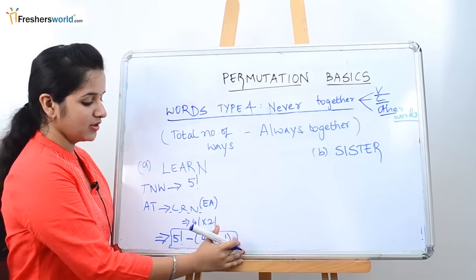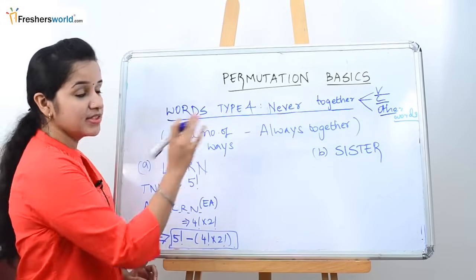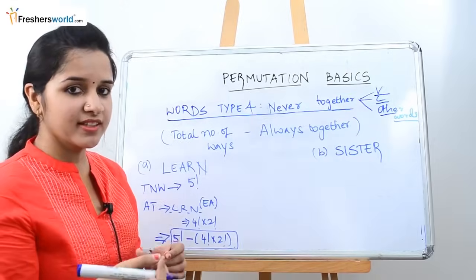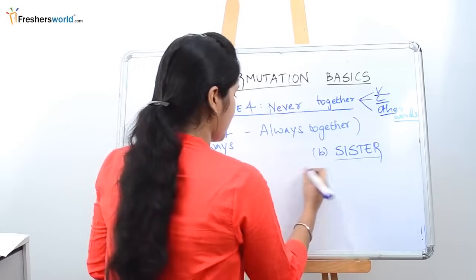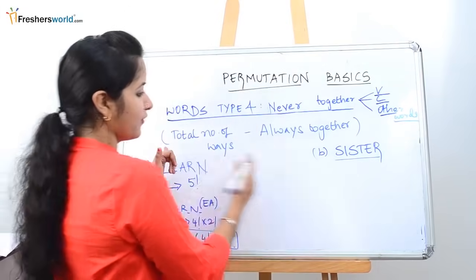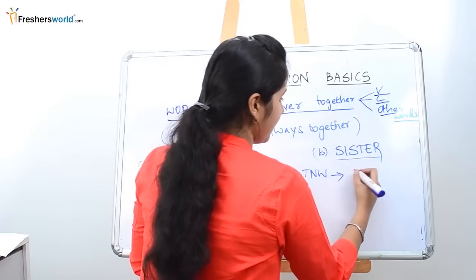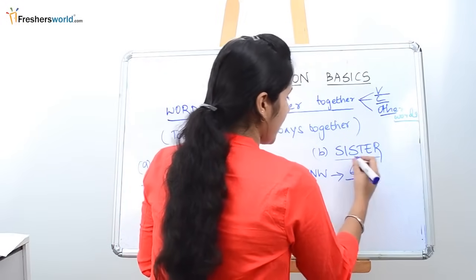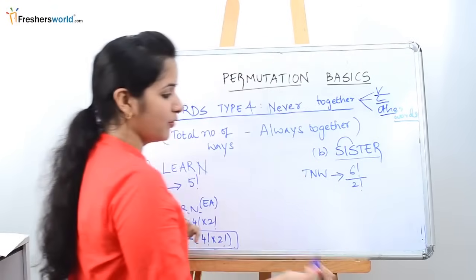So once you solve this, you will know the answer for the word learn when the vowels are never together. Let's take another example with a repeated word. The word sister. As usual, the total number of ways is nothing but how many letters we have? We have 6 factorial ways. And what are the repeated letters? S is repeated twice, so divided by 2 factorial.